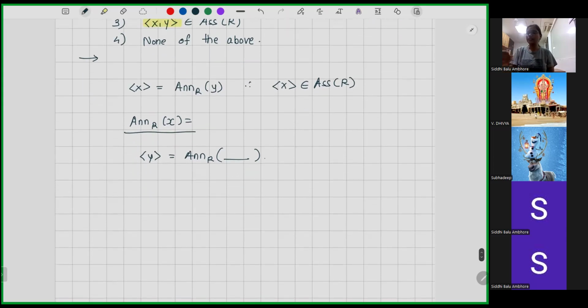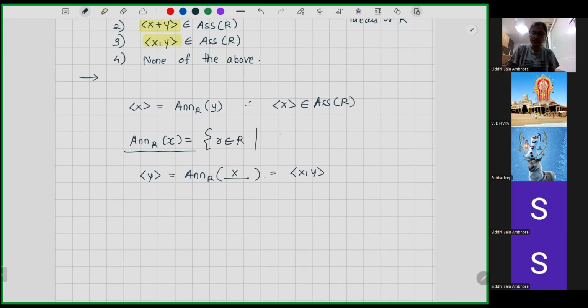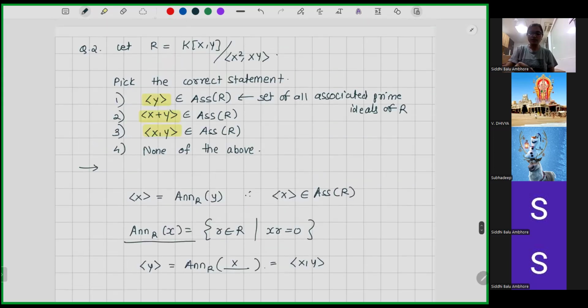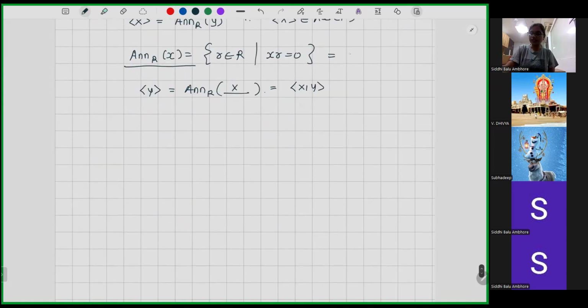You are saying y is the annihilator of x, but actually the annihilator of x is both x and y. This is all those r in R such that x times r is 0. x times x is 0 bar because of this x square here, and also x times y is 0 bar in my ring R. So the annihilator of x is actually the ideal generated by x and y. It is not only generated by y, because it is the collection of all the elements which annihilate x. So this is not true actually.